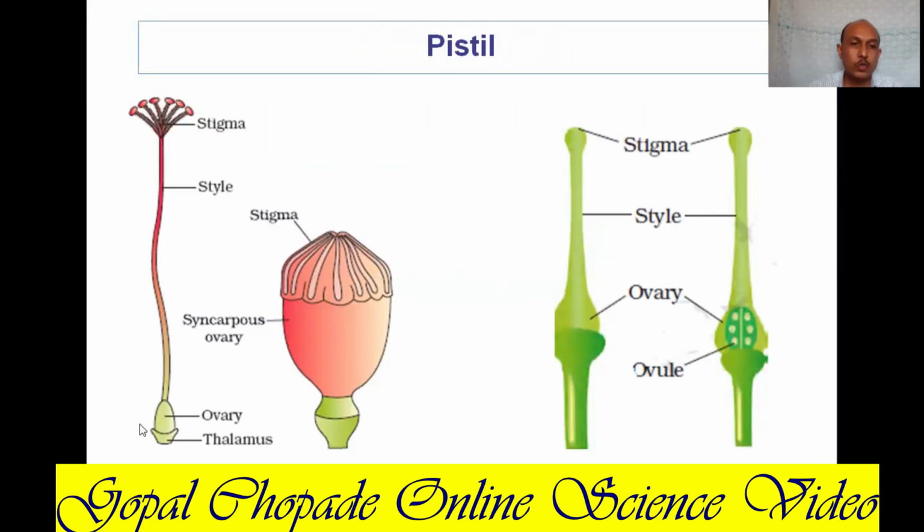Now see, the ovary may be like this, with style and stigma. It may be like this also: ovary, style, stigma. Again, a diagram; definitely they will ask in the examination, draw the diagram of the pistil. You can draw any one of these. Okay, a very simple diagram.